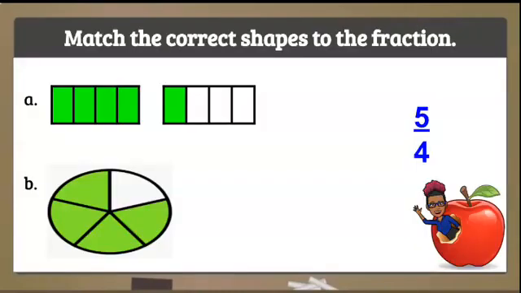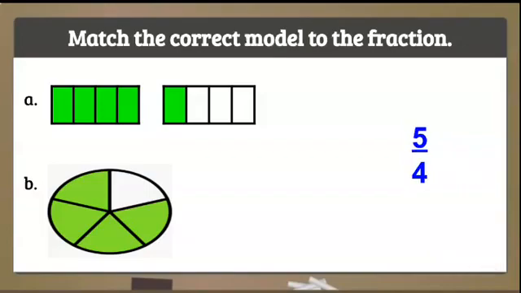Now let's go to the practice activity. Now match the correct shapes to the fraction. So we have our improper fraction 5/4. Which of the shapes, A or B, represents an improper fraction? Remember, that will be more than a whole. So here we have it, A.